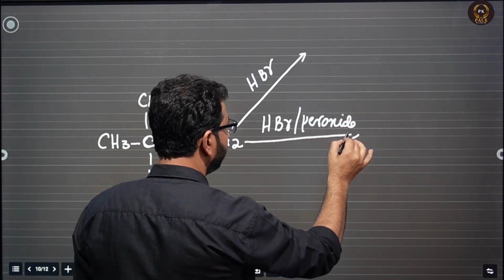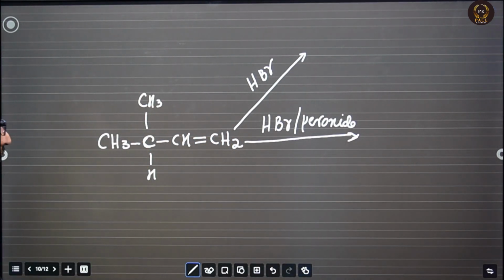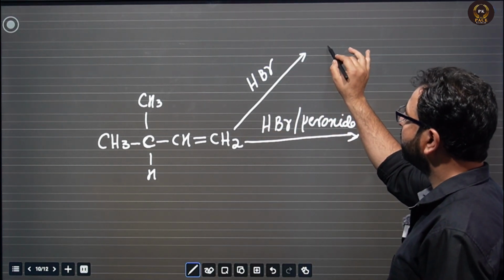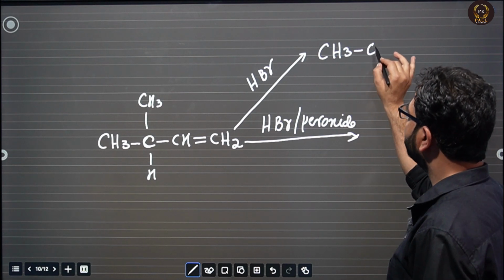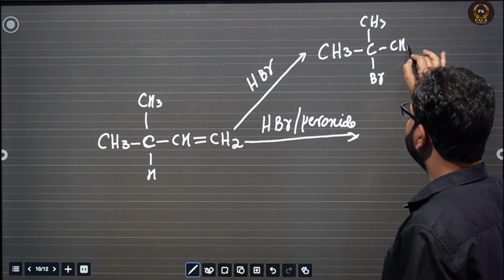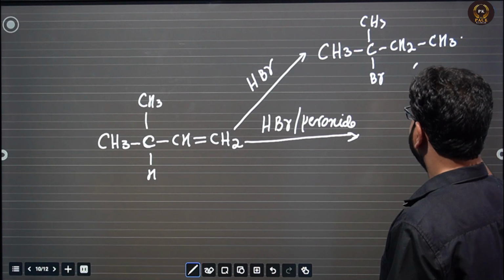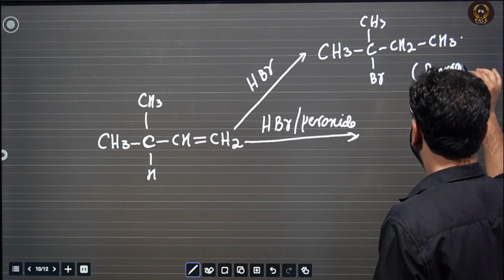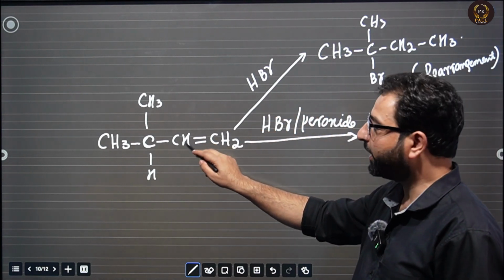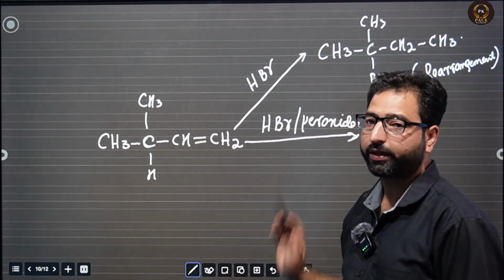Dear, write the product. Write the product very fast. What will be the product? HBr with this, and HBr with peroxide with this. Here it will be CH3, Br, CH2 and CH3, because rearrangement occurs. Because H will attack here, a positive charge will get created, H will get shifted here, positive here, and Br will attack here. Okay, clear.